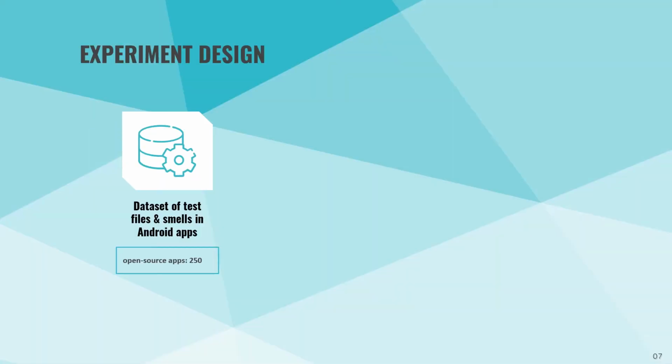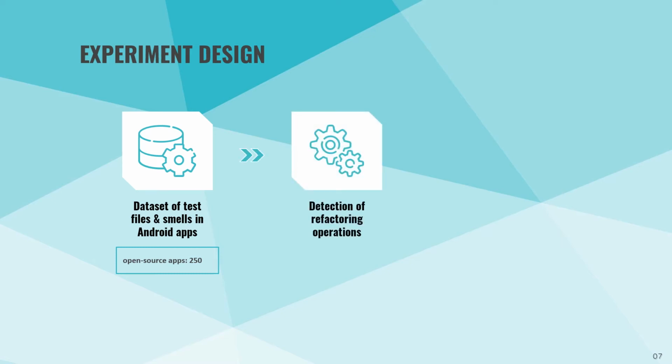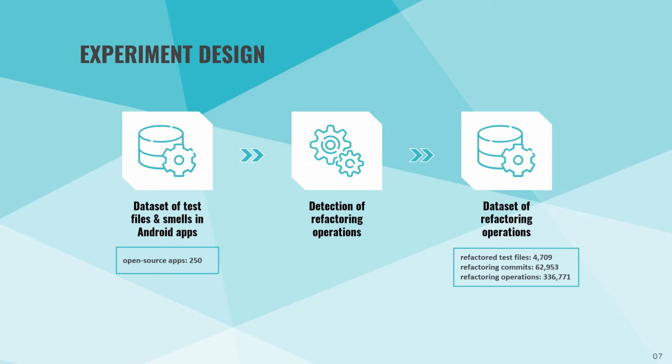To answer our research questions, we utilize an existing data set of test smells in open source Android apps. This data set was part of a study we published in 2019. The dataset contains the existence of 19 smell types in the apps. Next, we utilize a tool called Refactoring Miner to mine the refactorings in the apps and build a dataset of refactoring operations. Refactoring Miner is a well-known and popular tool in the refactoring community.